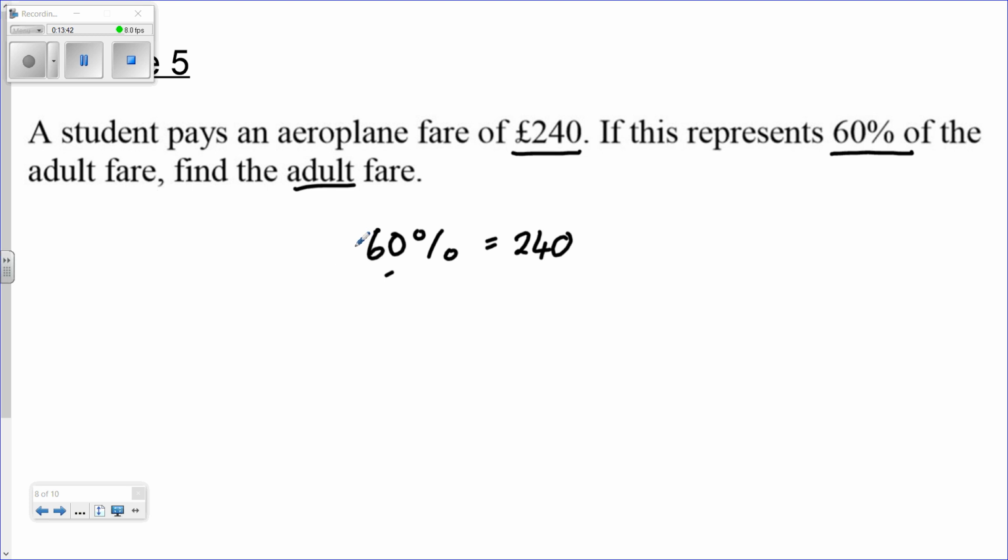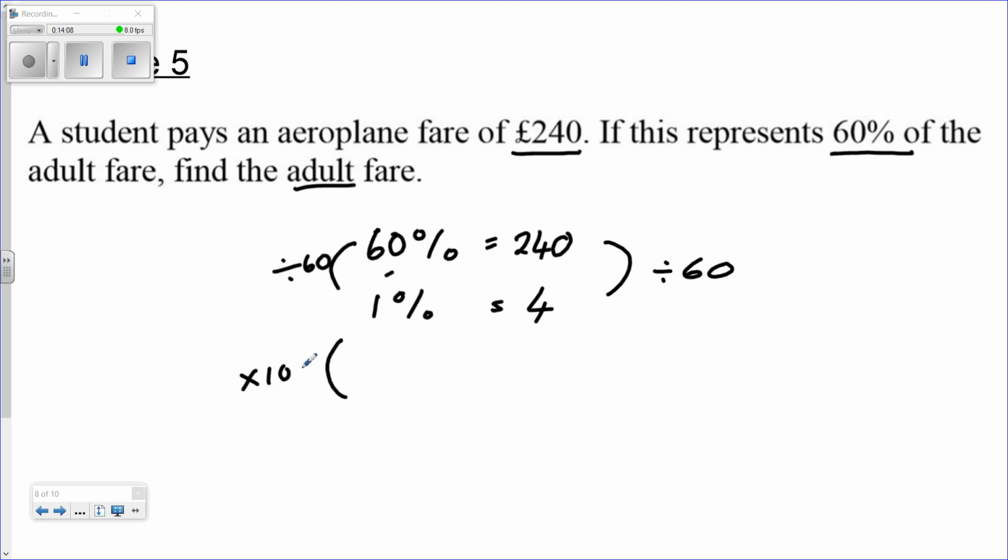So we do it the same way. It starts off slightly different because we don't have that first line of working. There's no reduction or increase. It's just telling us that 60% is 240. So let's get 1%. Remember, divide both sides by the percentage number. So we're dividing 240 by 60. That gives me 4. So that must mean that 100% is worth 4 times 100, £400. So that means that the adult ticket is £400.